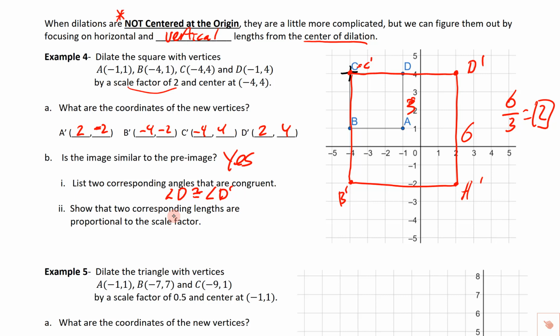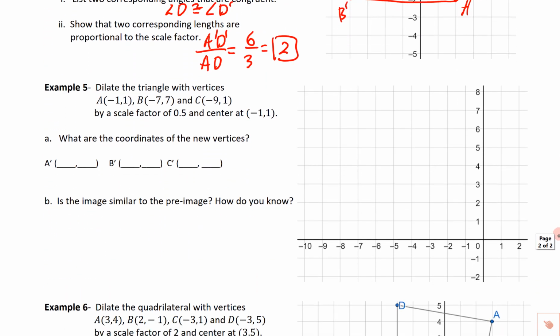And it says show that 2 corresponding lengths are proportional to the scale factor. So let's do A prime D prime over AD. This is the one that we noted right there. So A prime D prime is 6. A to D is 3, and again, notice that that matches up with the scale factor of 2, so we're all set to go. Looks pretty good. We're going to slide down here and take a look at the next one.